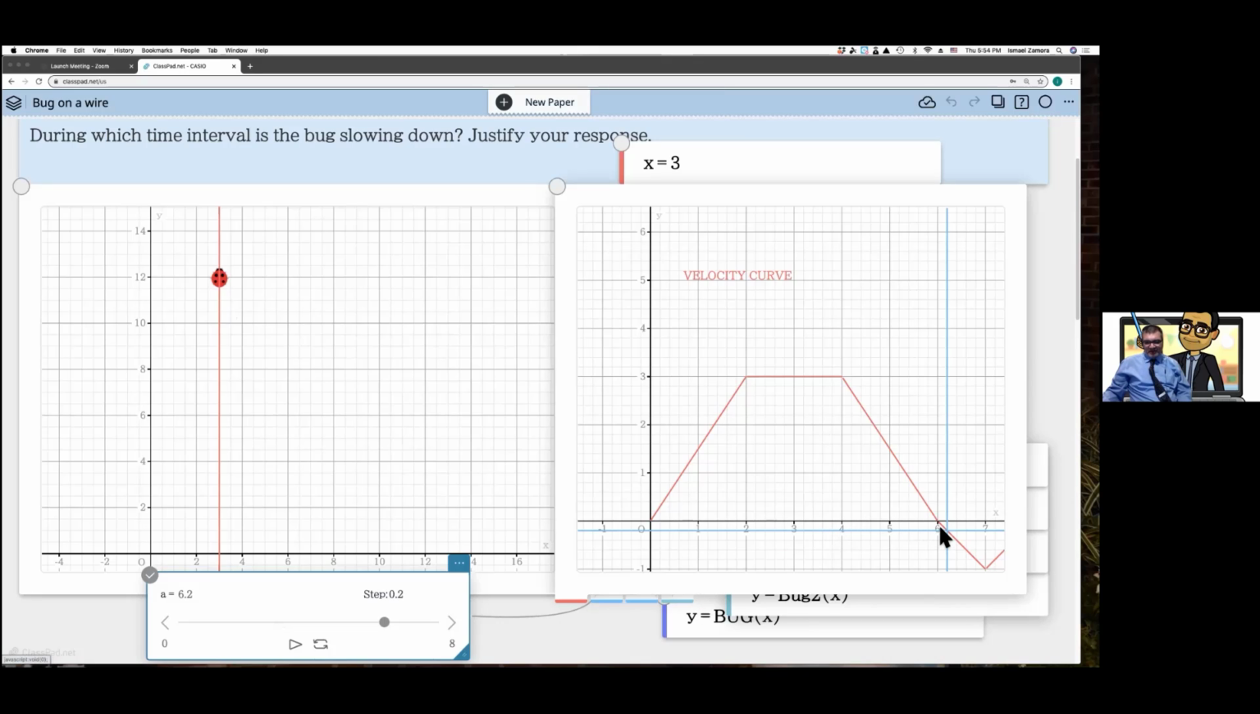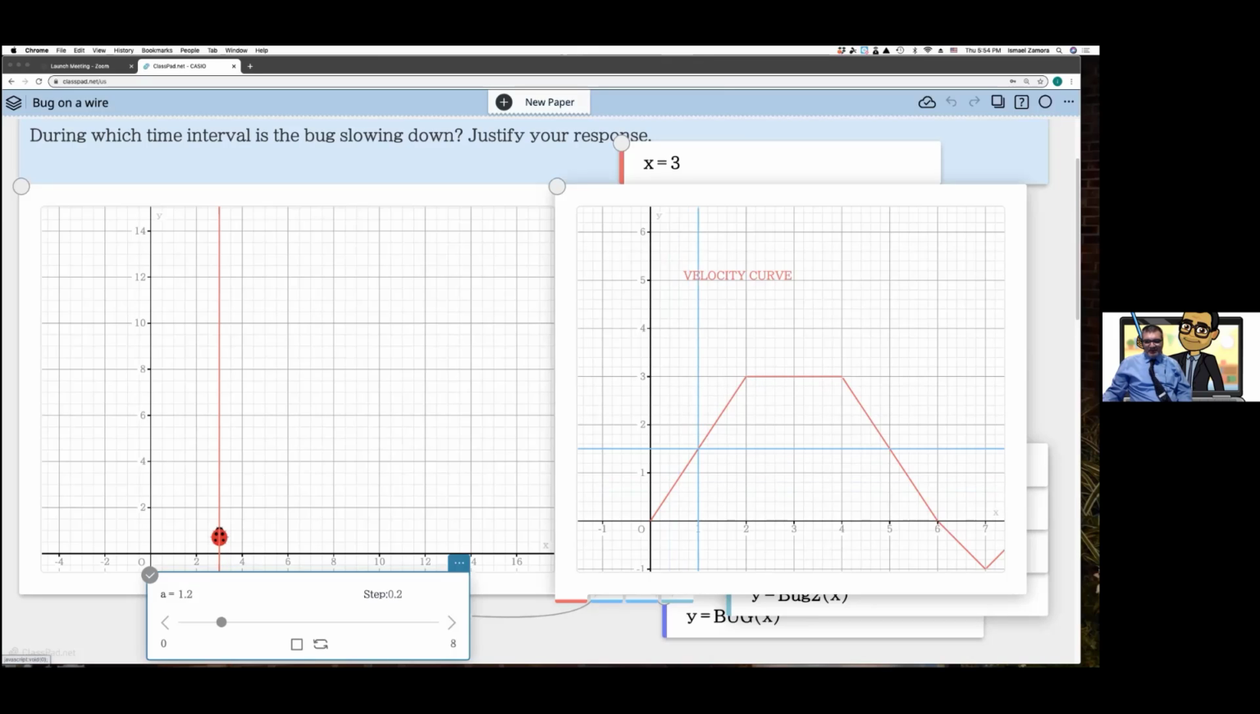Now is when you start realizing this bug is moving backwards at a decelerating rate. So it's going to start moving backwards, and it's going to start fast, but then it's going to slow down. And then it's going to keep going backwards, and it's going to go backwards at an accelerating rate. So it's a great opportunity to let kids see motion on one side, velocity on the other.